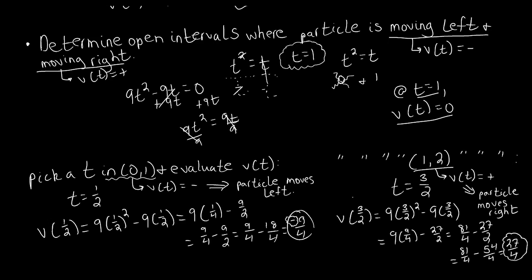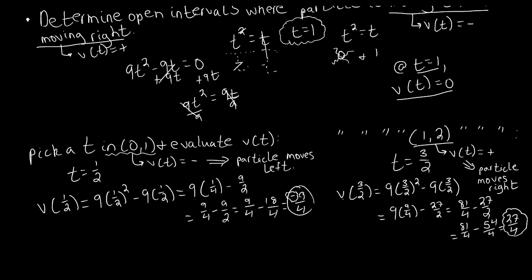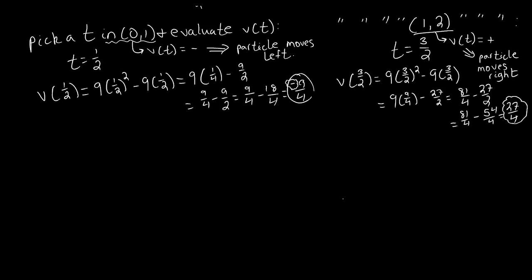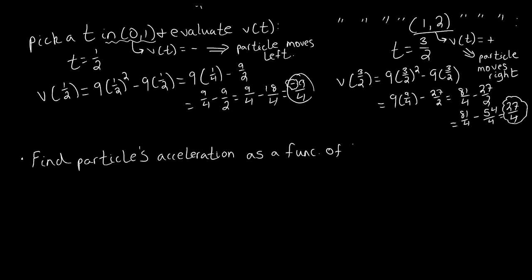Okay, so we figured out what intervals the particle moves to the left and the right. And so now we're going to look at the next step of our question here. And that is we want to find the particle's acceleration as a function of time. I'll try to abbreviate here and just do a little shorthand: as a function of time.